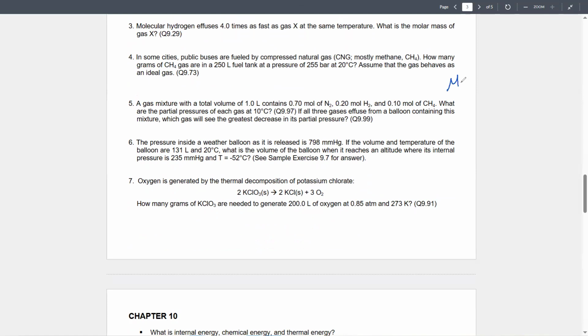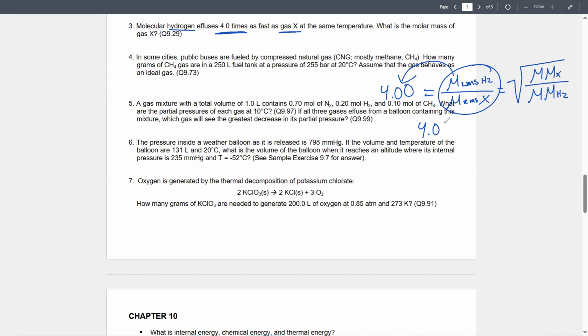Here we go. Root mean squared of H2, because that's what we have in our problem, over root mean squared of X, we want gas X, he says is equal to 4. I don't know, it might be sulfur. Let me find that answer again, and then we'll talk about why it's probably oxygen. So this is going to be equal to the molar mass of X, the gas that we want, divided by the molar mass of H2. So this value equals 4.